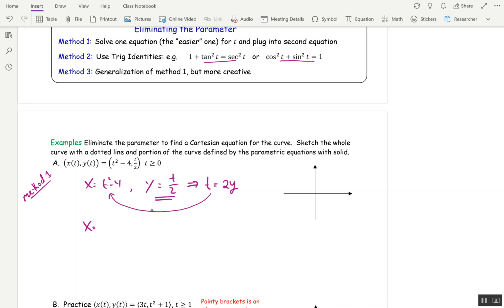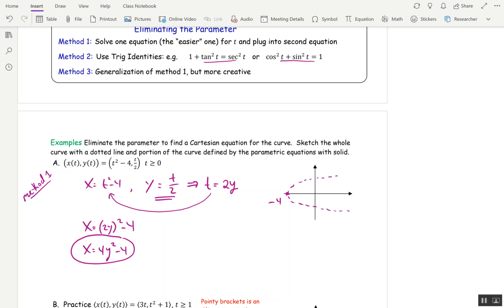So x is t squared minus 4, but t is 2y. So 2y squared minus 4. So x is 4y squared minus 4. There's my Cartesian equation. No t's. I know that's a parabola, and I know it opens sideways because it's x equals y squared, not y equals x squared. So also I know that when y is 0, x is negative 4. So I'm going to dot in that parabola. This is negative 4. That's the whole Cartesian parabola.